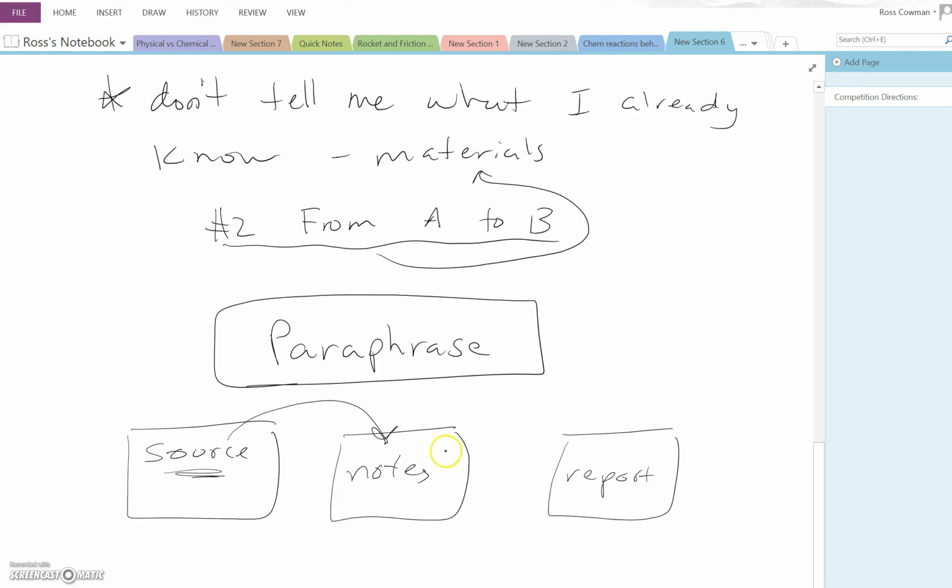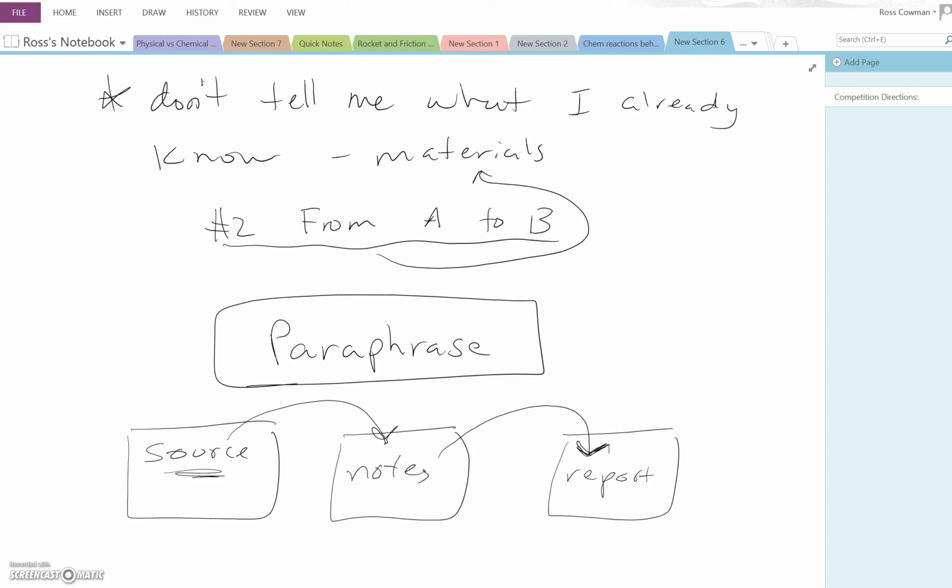Once you come back to it a day later, use those notes to write up your report. In this way, you're going to end up with your own wording and your own phrasing, which is paraphrasing, and that way you avoid any plagiarism, whether it was intentional or accidental.